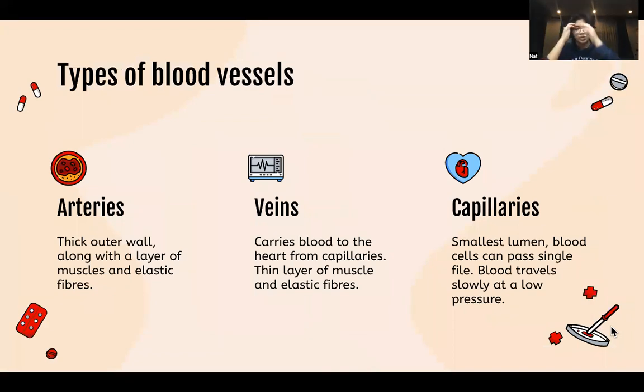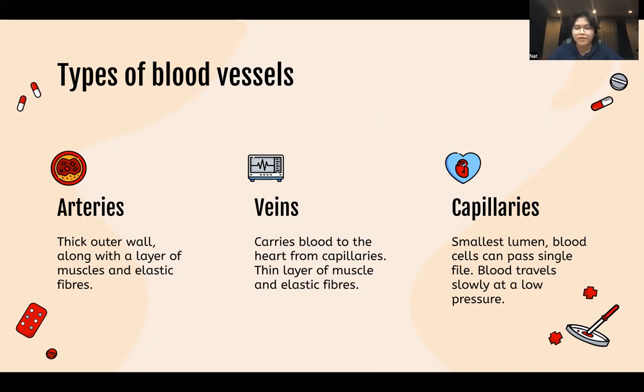Now let's move on to the types of blood vessels. There are 3 main types of blood vessels. There are arteries, veins, and capillaries. Arteries go from the heart and push blood out to the body. Therefore, they must have a thick outer wall, along with a layer of muscles and elastic fiber that help to maintain blood pressure and also to support the structural integrity of the arteries to ensure that blood doesn't leak out.